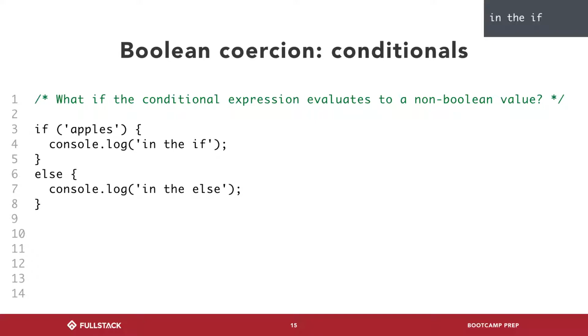Because basically what this conditional is going to do is say, whatever you have in here, I'm going to evaluate you first, and whatever I get back, I'm then going to convert it into a boolean. I'm going to coerce it into a boolean. If I coerce the string apples into a boolean, I get back true, right?